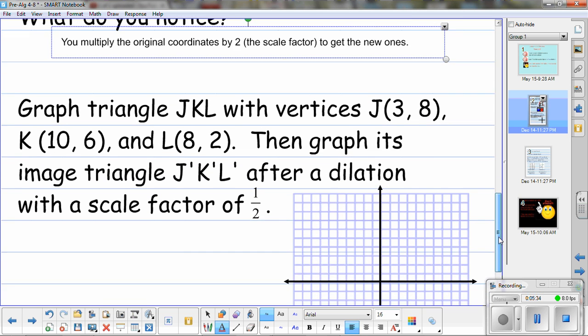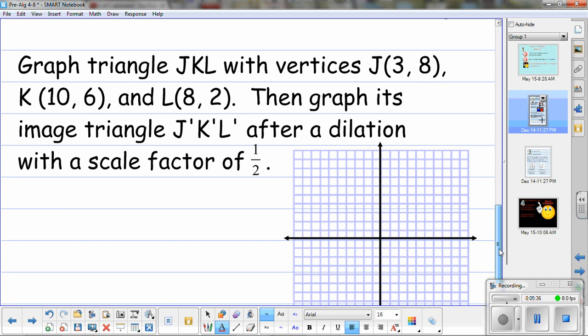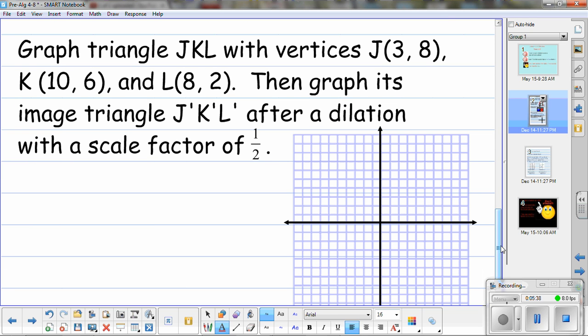Right, so now that we figured that out, that you just take all of the coordinates and multiply them by the scale factor, we're going to go ahead and do this next example. It says to graph triangle JKL with vertices J, which is 3, 8. So I'm going to go to the right 3 and up 8. I'm going to label that J.